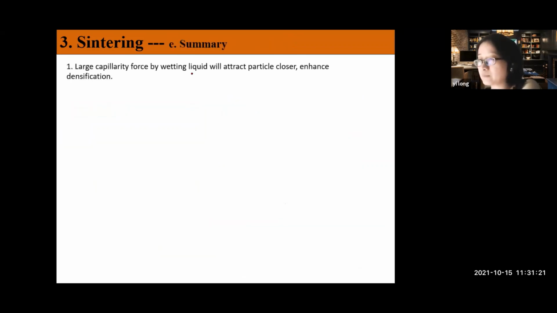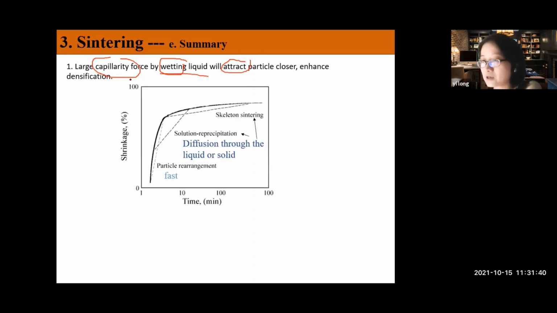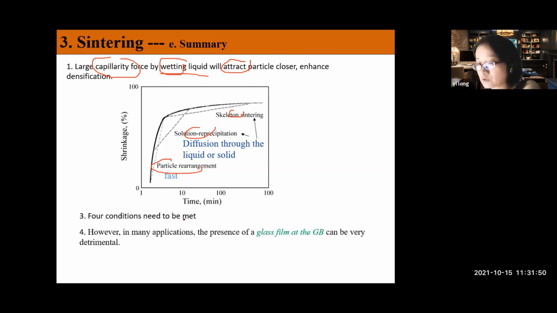Okay, so please screen print. Large capillary force by this wetting liquid, where wetting is the keyword, the capillary force is going to attract particles closer. This is going to enhance densification. This is the essence of liquid sintering. And we have 3 stages, stage 1, stage 2, and stage 3. And also 4 conditions must be met in order to have good densification in liquid sintering.